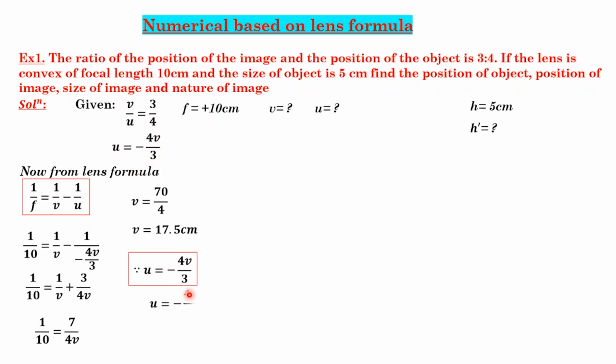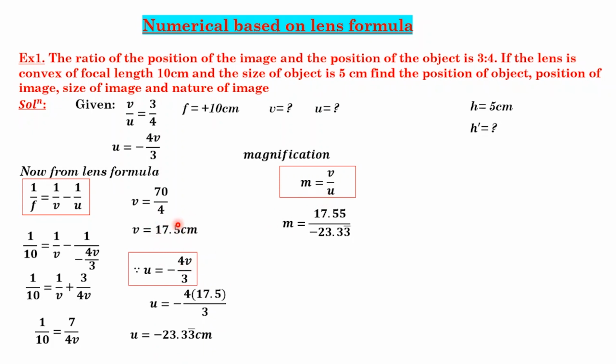So putting the values we will get u is equal to minus 23.33. Now v is positive and u is negative. Now we can calculate the magnification. m is equal to v upon u. Now we know the value of v, and we know the value of u.